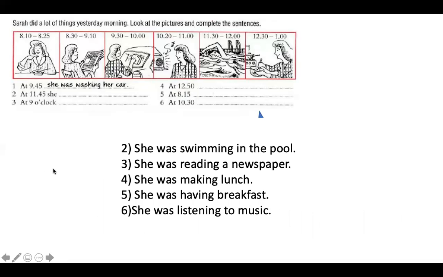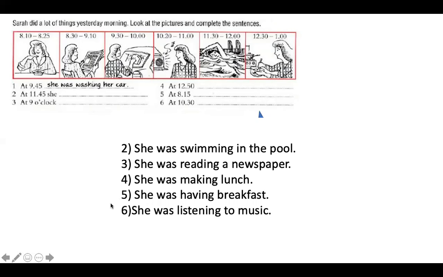Then we have the next activity with Sarah. It says, Sarah did a lot of things yesterday morning. Look at the pictures and complete the sentences. So here we have the answers, and they are. Number one, at 9:45, she was washing her car. Two, at 11:45, she was swimming in the pool. Number three, at 9 o'clock, she was reading a newspaper. Number four, at 12:50, she was making lunch.